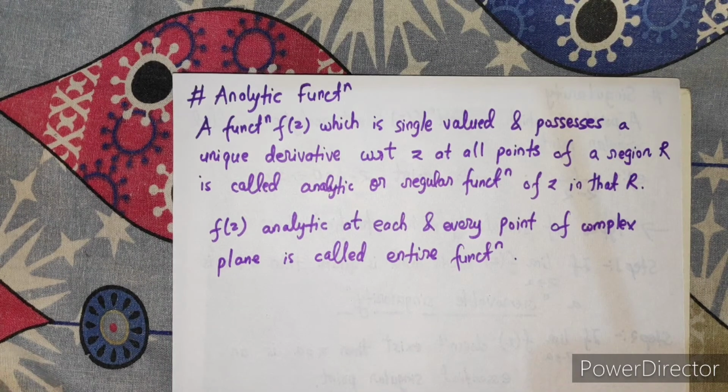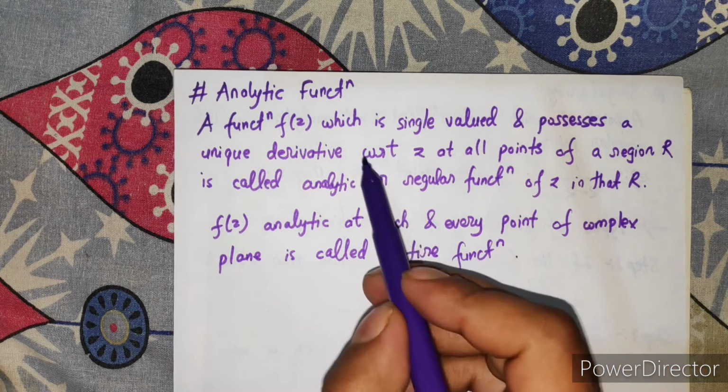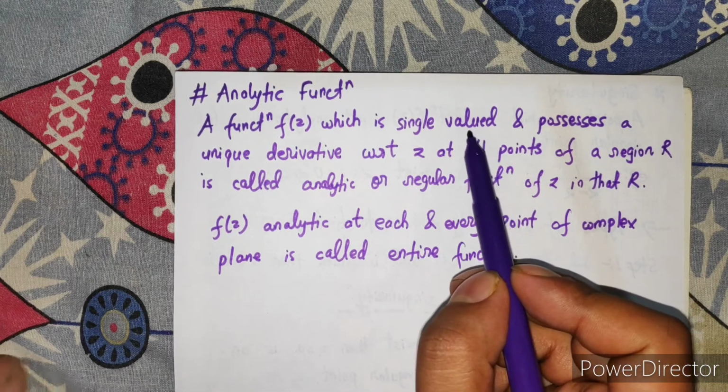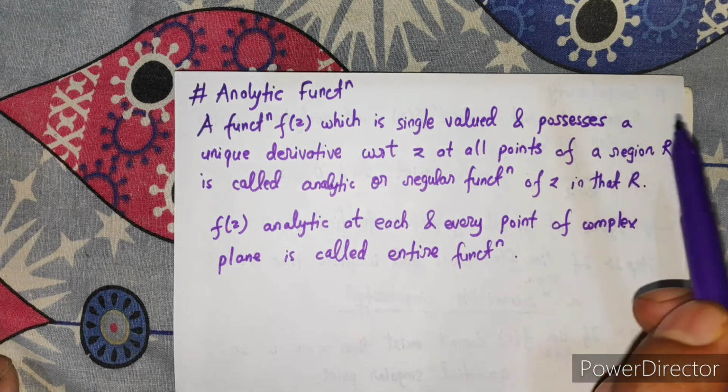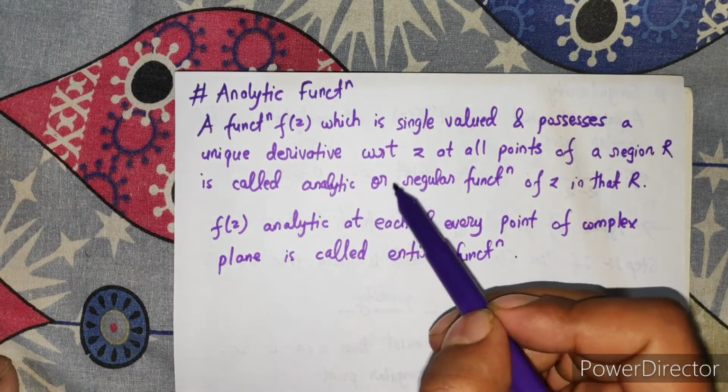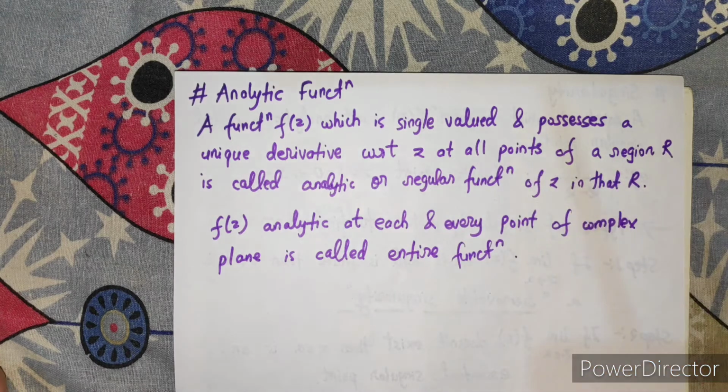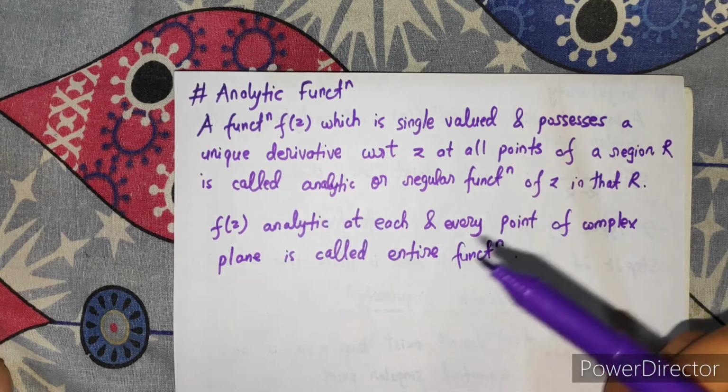So now come to another important aspect. We have seen how to find the singularity and what type of singularity we can find if the question is given. We have seen the theoretical aspect. Now another important function is the analytic function. Let's go through the definition first. A function f(z) which is single valued, meaning if we solve the equation we get only one unique value, and which possesses a unique derivative with respect to z at all points of region R, is called an analytic or regular function.